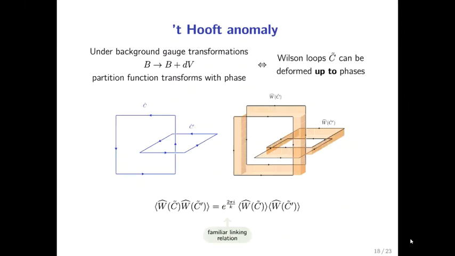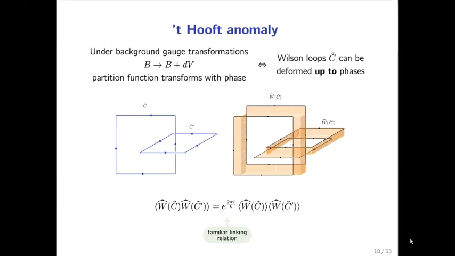So these Wilson ribbons are topological, but they're really only topological up to the anomaly. In reality, under background gauge transformations where b shifts by some dv, the partition function is not invariant, but it transforms with some anomalous phase. This means that in correlation functions of Wilson loops, we can freely deform these operators, but only up to phases. So we can actually compute correlation functions with Wilson loops using this anomaly.